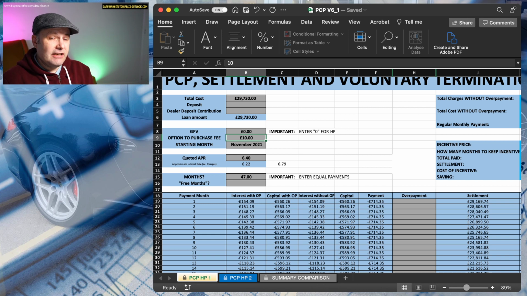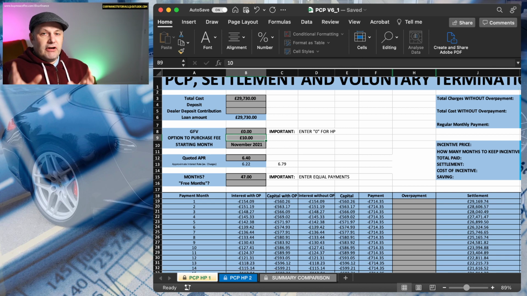So slightly different to PCP, but not much different, because on a PCP you just get that massive payment at the end. If you pay that off, you again can own the car. So that's the main difference between HP and PCP. Not a lot. The thing to bear in mind with the PCP, and I've done a video on this before, is that often I think this is misunderstood.